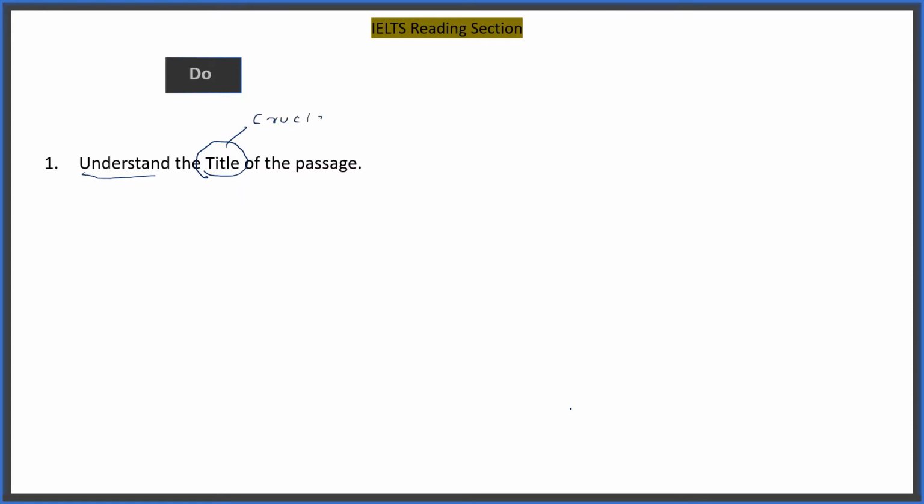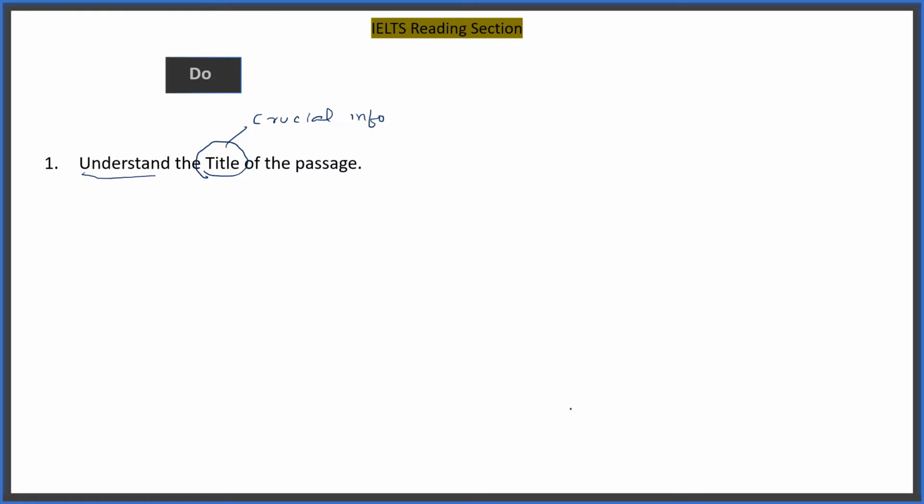IELTS reading approach. There are some do's and don'ts. There are 5 do's. The first is understand the title of the passage. The title of the passage provides you with some crucial information useful to answer some questions.